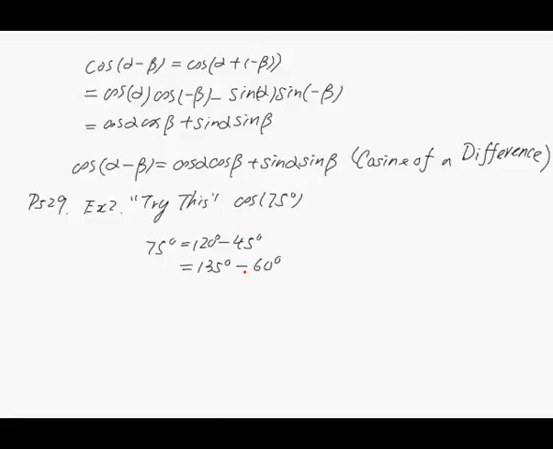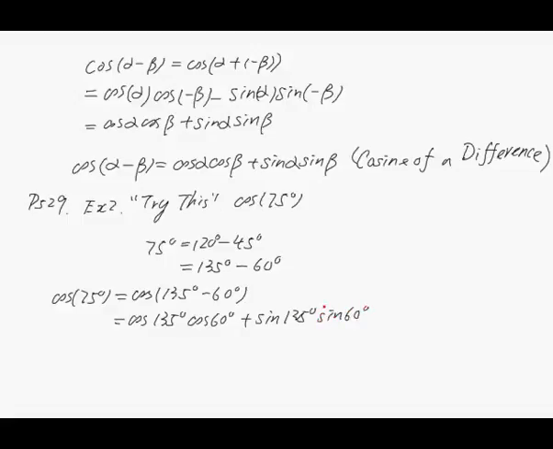So now let's use the second. You have the cosine of 75 degrees. This is equal to cosine of 135 degrees minus 60 degrees. Then this is equal to cosine of 135 degrees times cosine 60 degrees plus sine 135 degrees times sine 60 degrees.